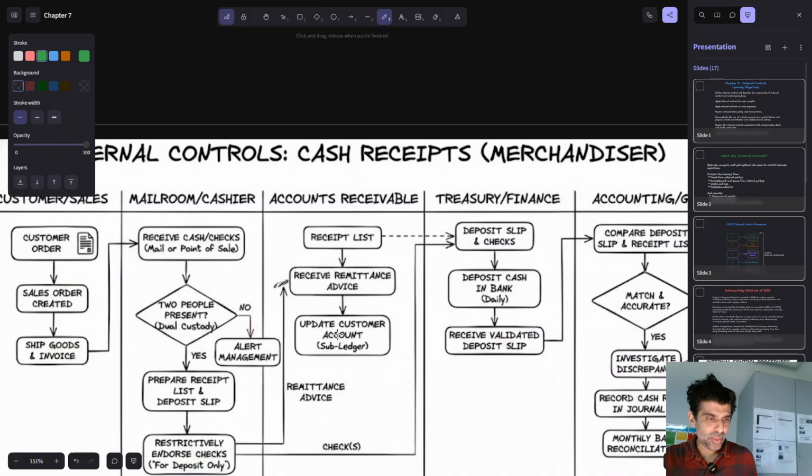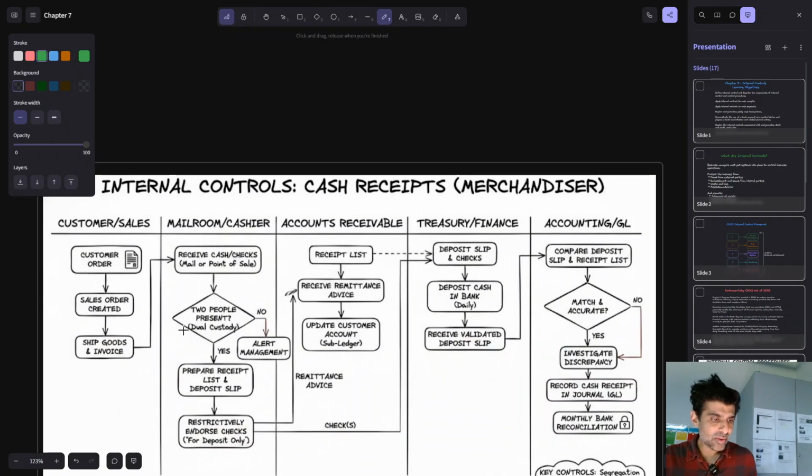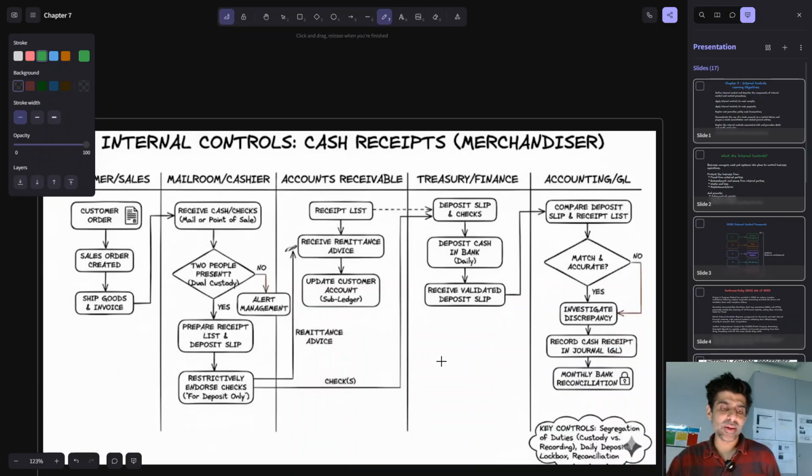Okay, and then there's a similar thing for cash receipts. Whenever you receive cash, it's going to be the same. I don't think it's worth going through. You can look at this on your own.